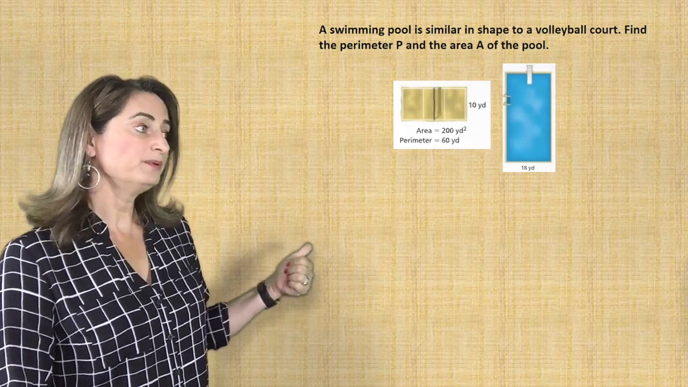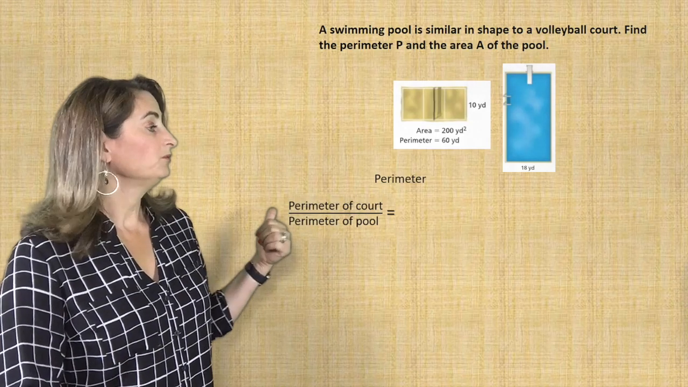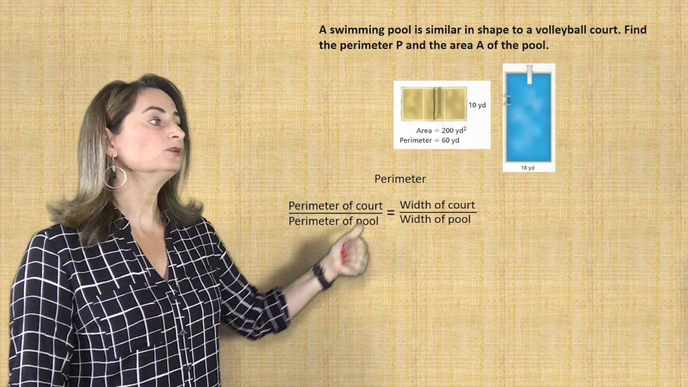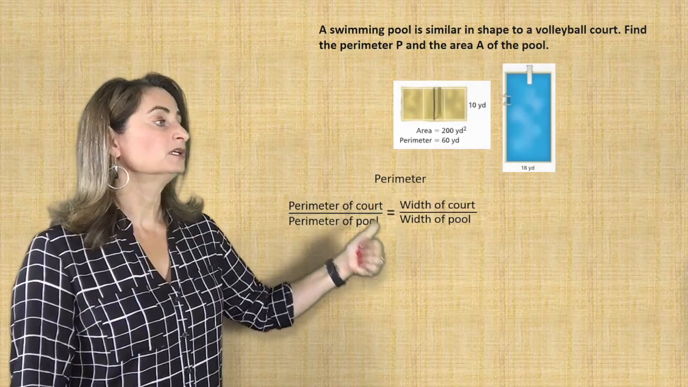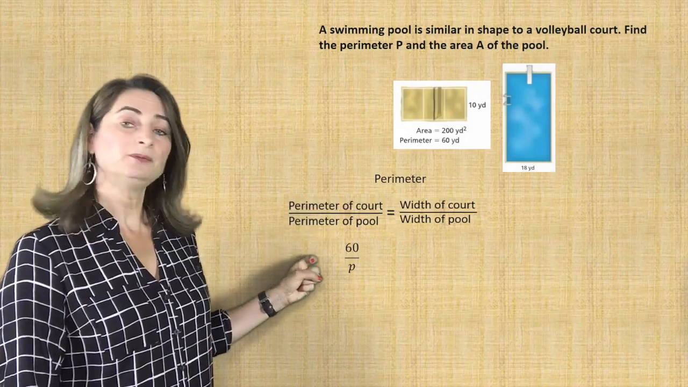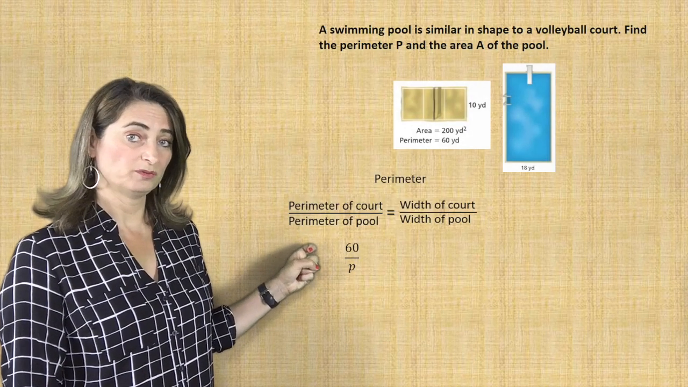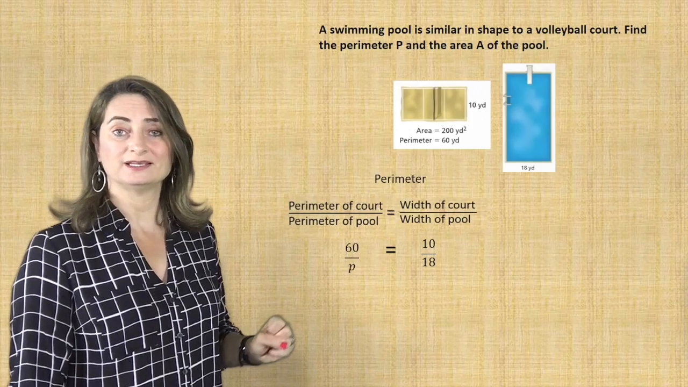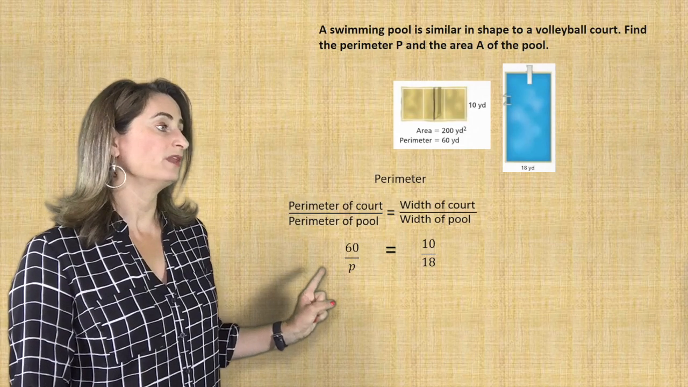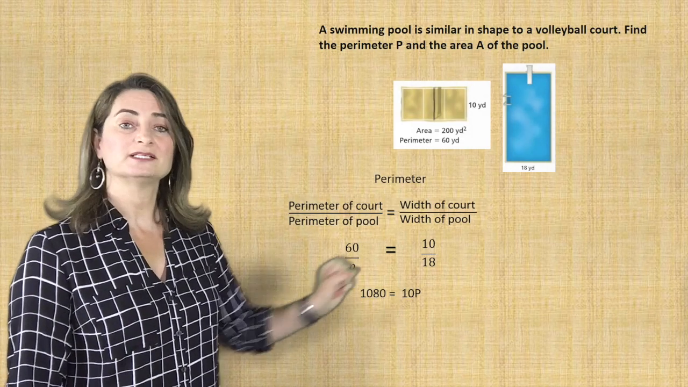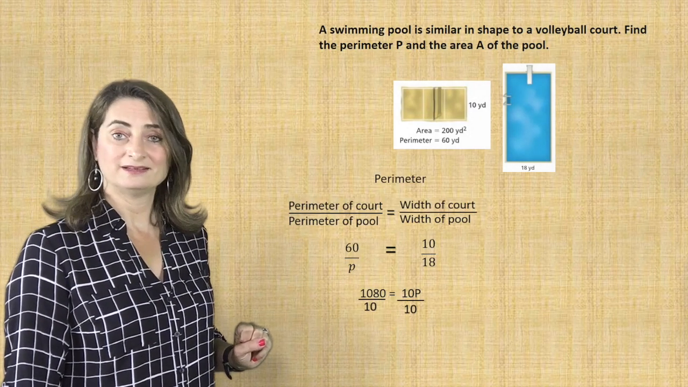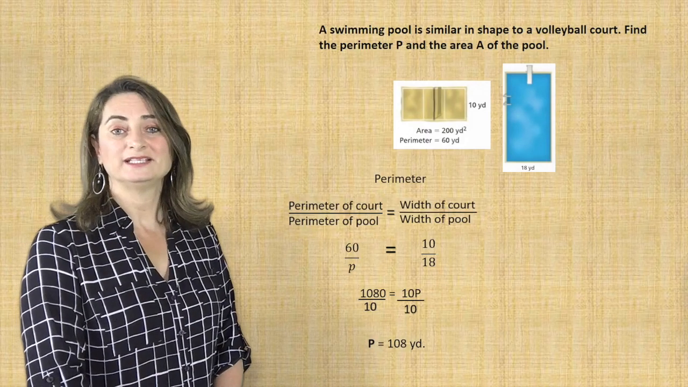So to find the perimeter, set up your ratio, and we're going to set up the ratio court to pool. So the perimeter of the court divided by the perimeter of the pool equals the width of the court divided by the width of the pool. Now substitute these numbers: 60 over P, I don't know what it is, which is the perimeter of the swimming pool, equals 10 over 18. Since it's a proportion, I can cross multiply. 18 times 60 is 1080 and 10 times P is 10P. Now solve for P, which means divide both sides by 10. You end up with P equals 108 yards.